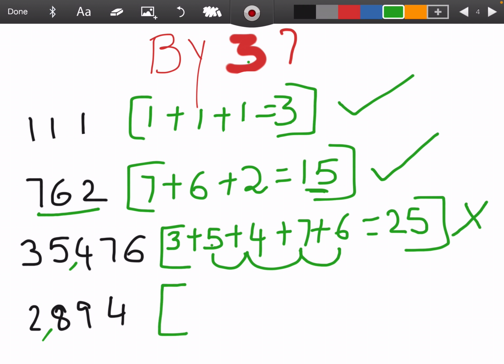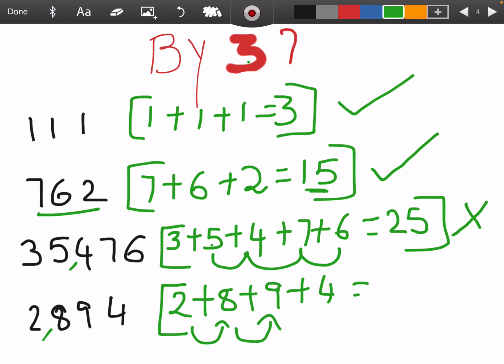The next one, let's add the sum of the digits. 2 plus 8 plus 9 plus 4. 2 plus 8 is 10. 10 plus 9 is 19. 19 plus 4 is 23. Is 23 divisible by 3? No. So 2894 is not divisible by 3.